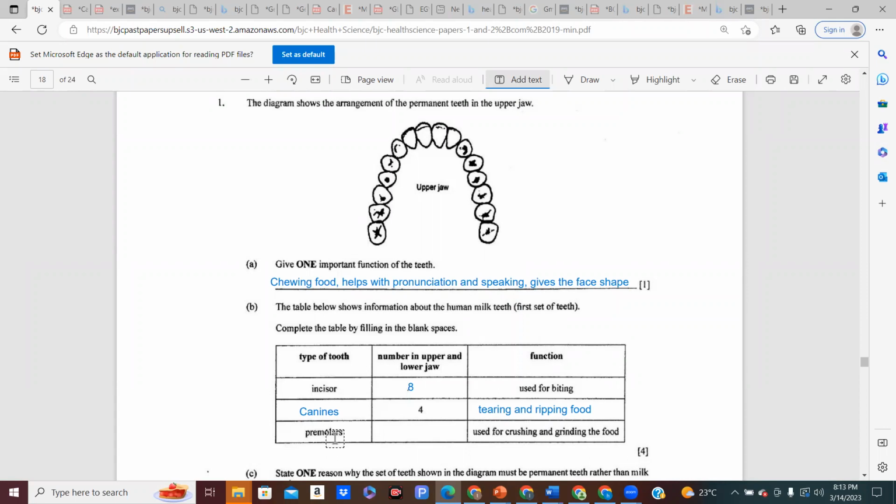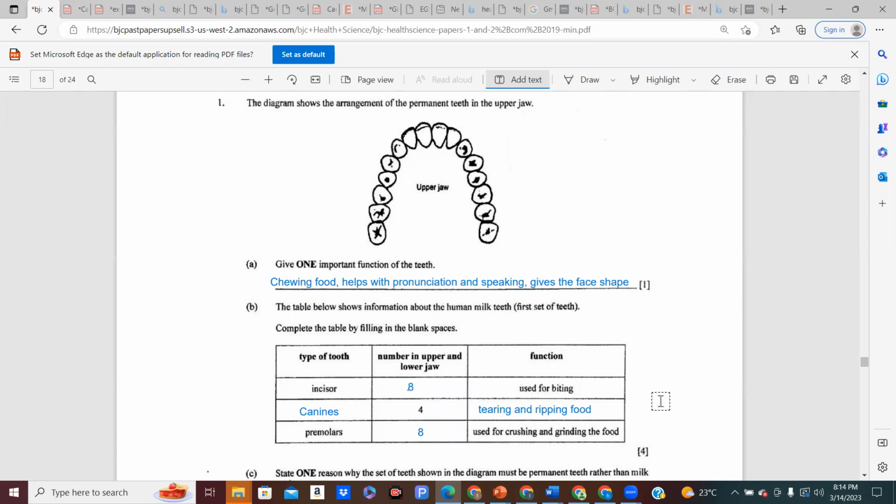Okay, then we have the premolars. How many premolars would you have? 4? No, you can't only have 4. 8. Why 8? Because 4 on each side. Say it again. 4 at the top, 4 at the bottom.